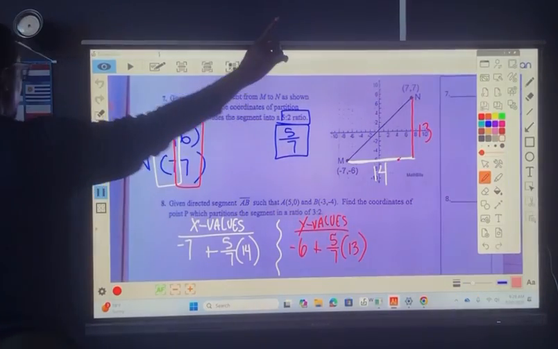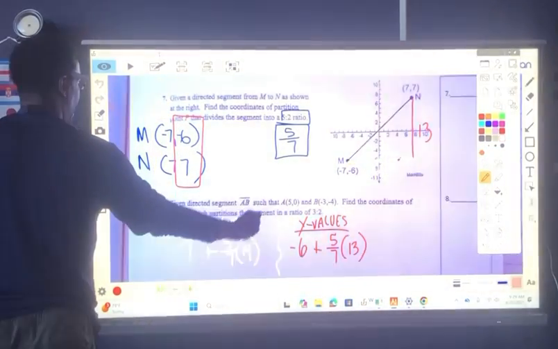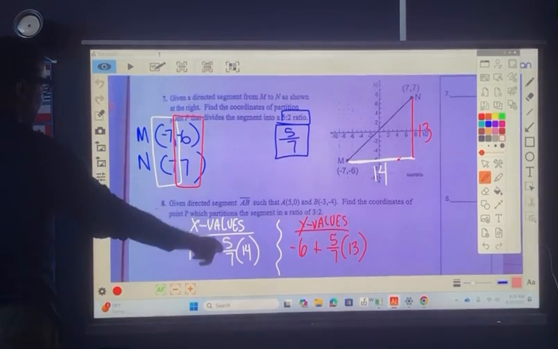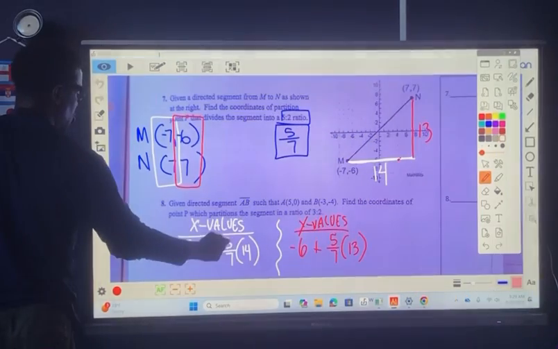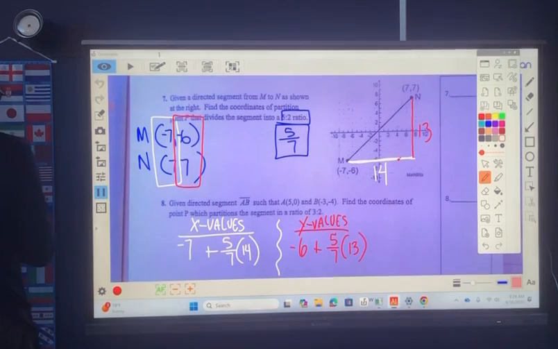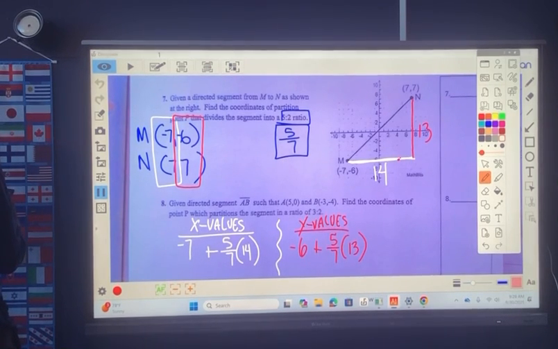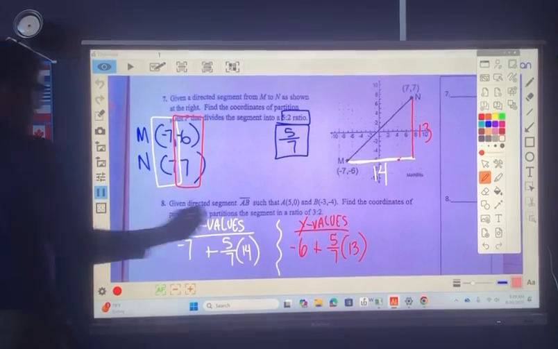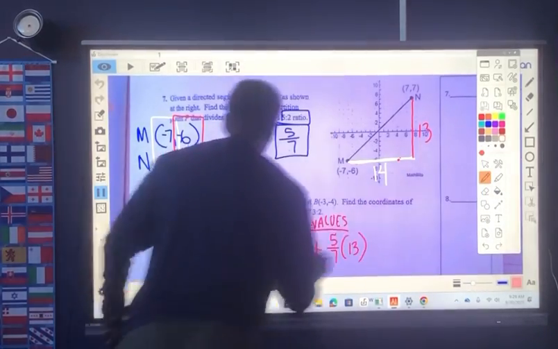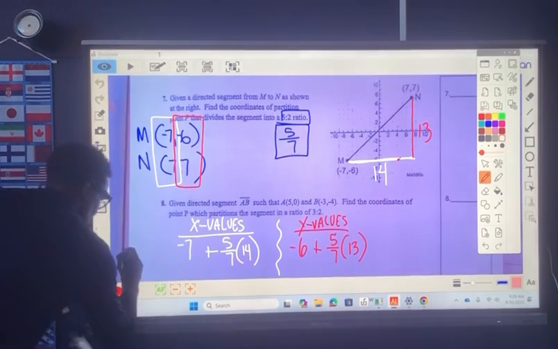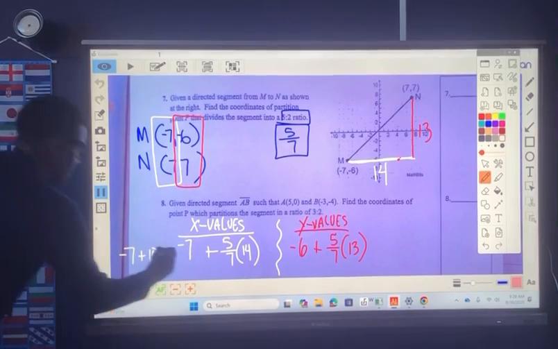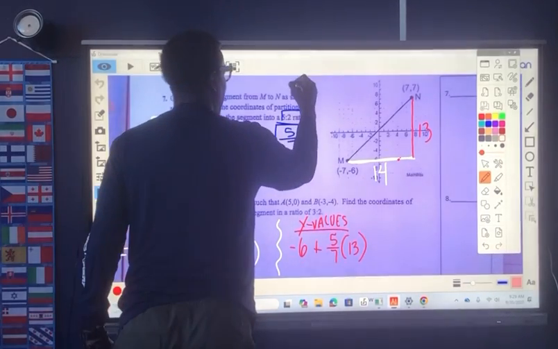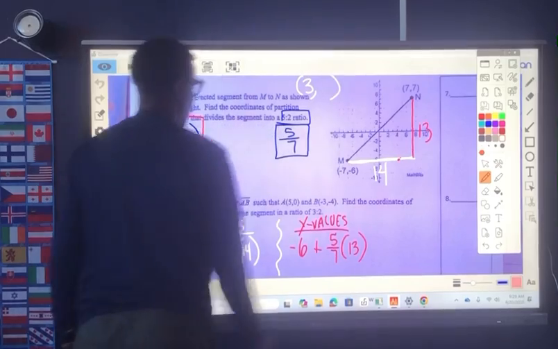For those that need help how to calculate, you say, well, how did they get 10? To calculate 5/7 of a whole number, all you need to do is multiply the whole number by the numerator and divide it by the denominator. So you go 14 times 5, which gives you 70, divided by 7, that's how they got 10. So to get the x value, we're going -7 plus 10. And what's that make? 3. So our x value is 3.